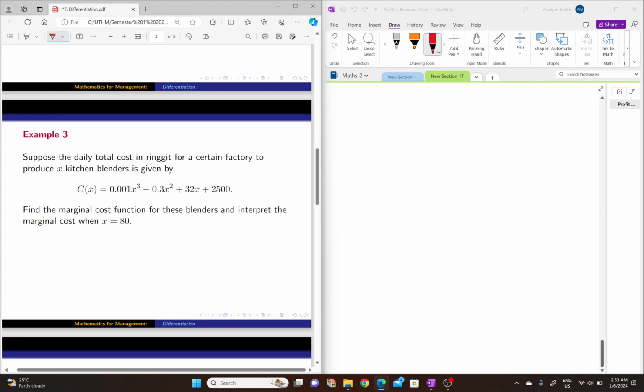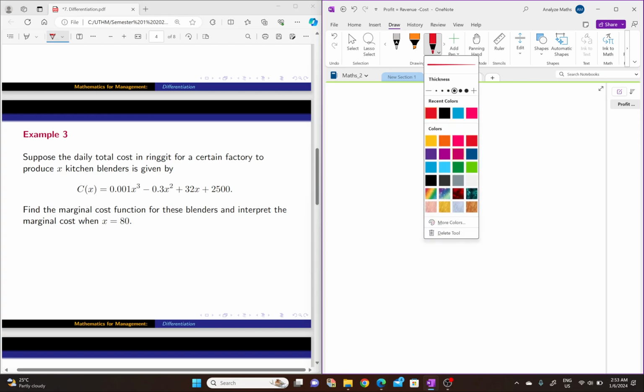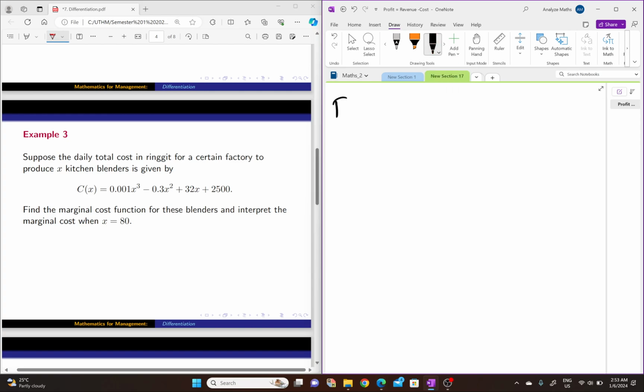Example 3. Suppose the daily cost in ringgit for a certain factory to produce X kitchen blenders. Find the marginal cost. Marginal means you have to differentiate. What do you have to differentiate? The cost function. The cost function is given here. So let us differentiate this.